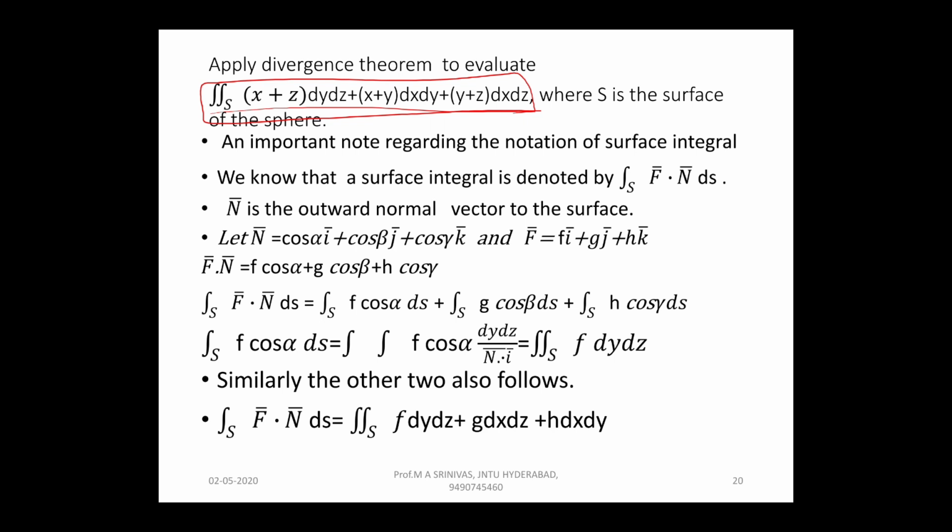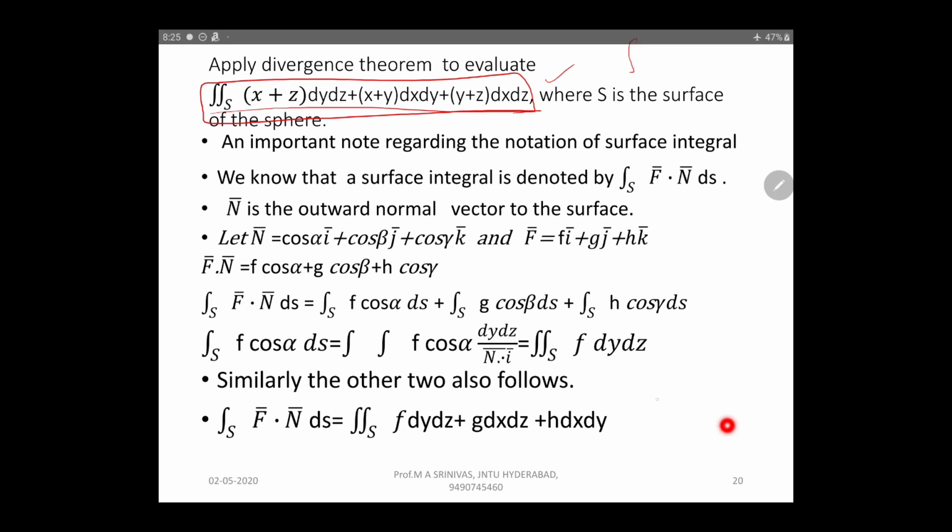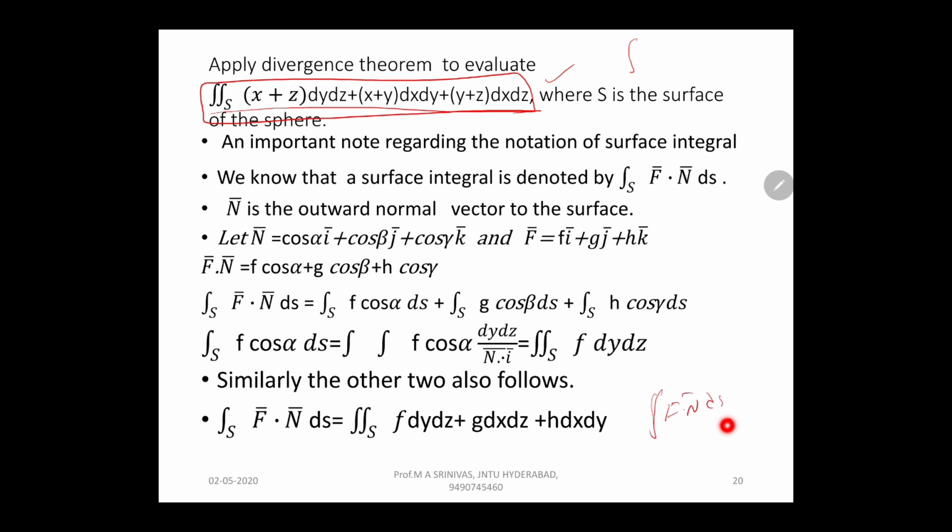At the time of surface integrals, I didn't touch this topic. It is a very rare notation. So far, we learned the surface integral represented as the integral over s of f bar dot n bar ds, or the integral of f bar dot ds bar. These are the two notations I have, and this is also another notation. What actually is this? Before solving this problem, I'd like to say something important regarding the notation of surface integral.